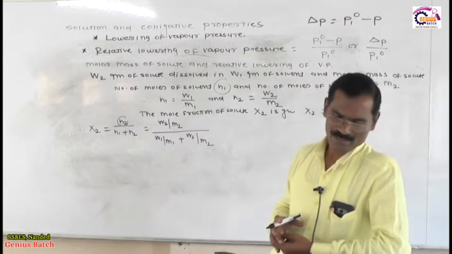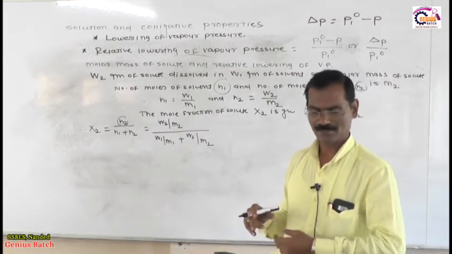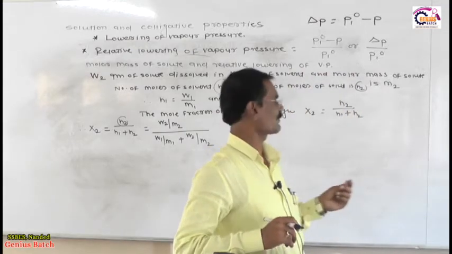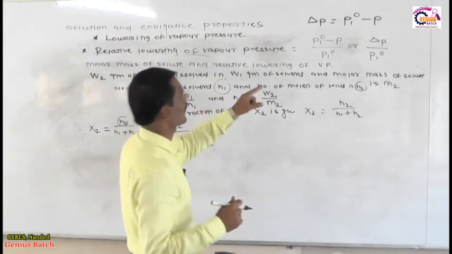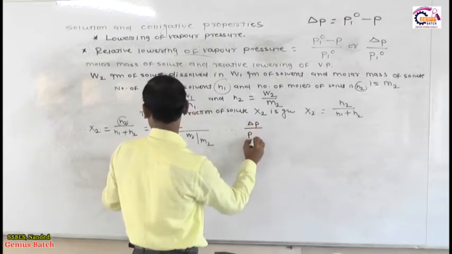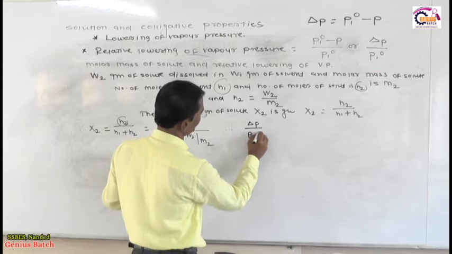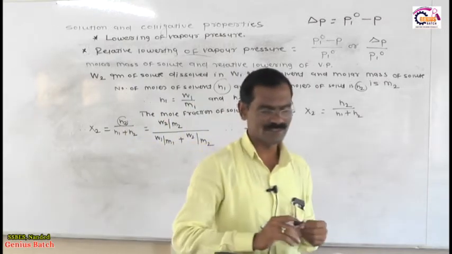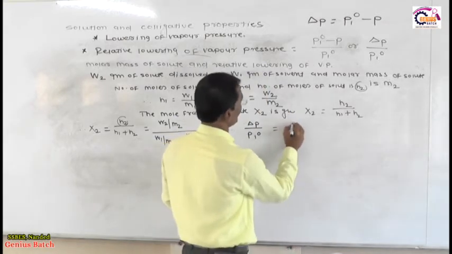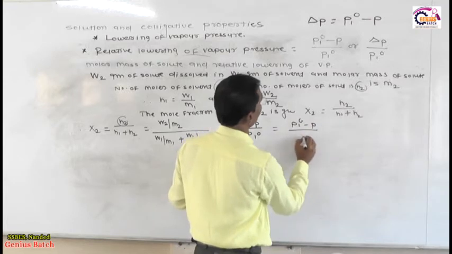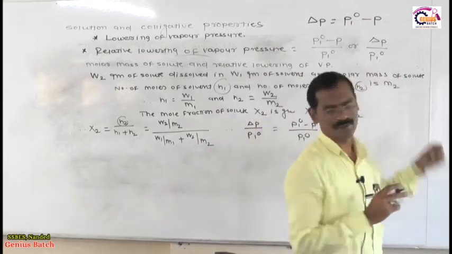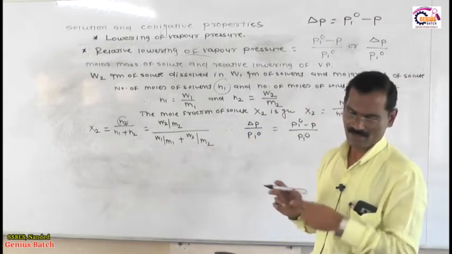Now, combining these equations, delta P upon P10 is the relative lowering of vapor pressure, yes or no? Delta P upon P10 is the relative lowering of vapor pressure, or we also say delta P means P10 minus P, divided by P10. So this is the formula. By using this we calculate the lowering of vapor pressure.